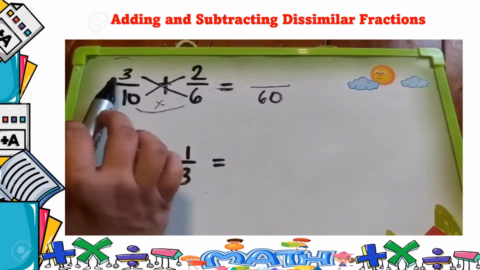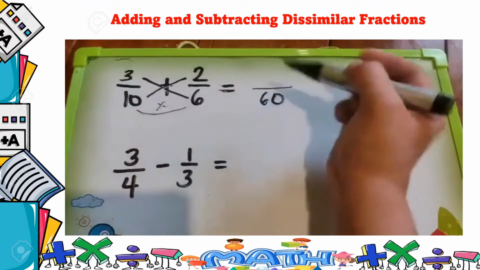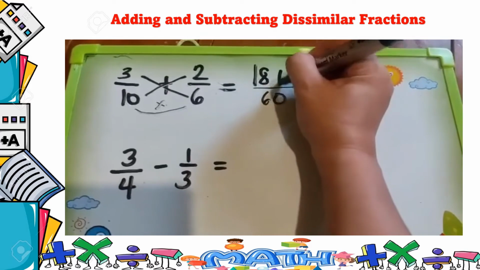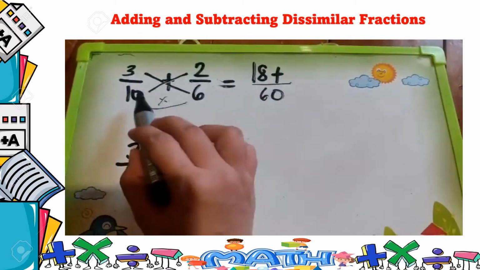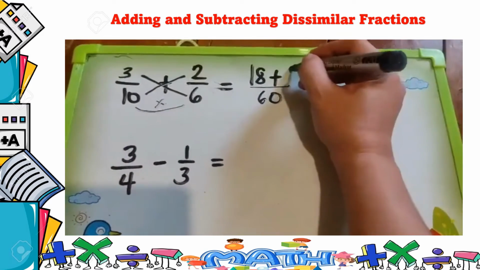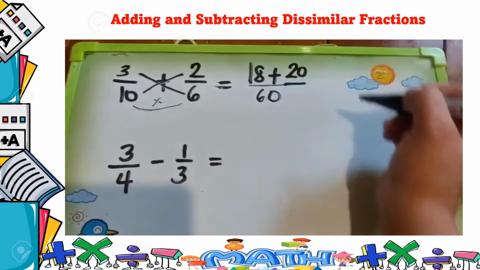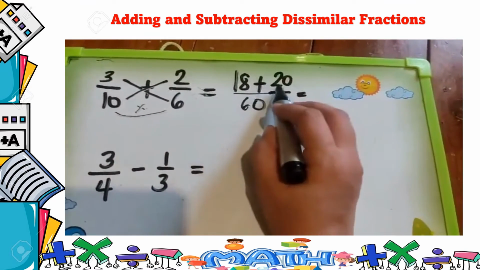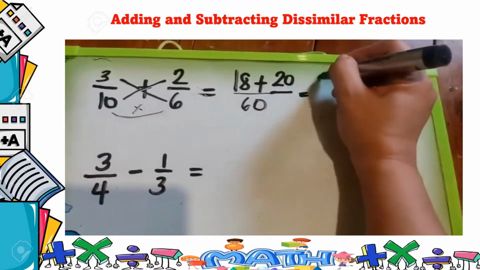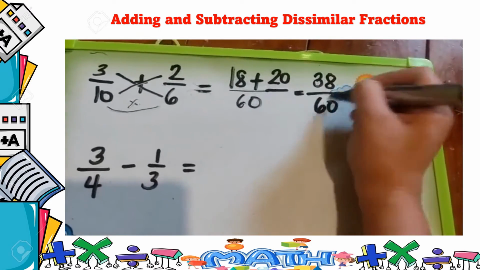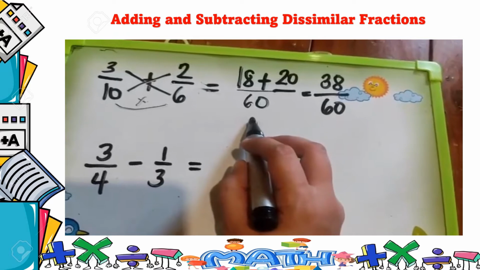So first we multiply 3 times 6, which is equal to 18. And then don't forget the plus sign. And then another one is 10 times 2, which is equal to 20. And then the next step is you will now add. Let's add 18 plus 20. 18 plus 20 is equal to 38 over 60, because we will just copy the new denominator.